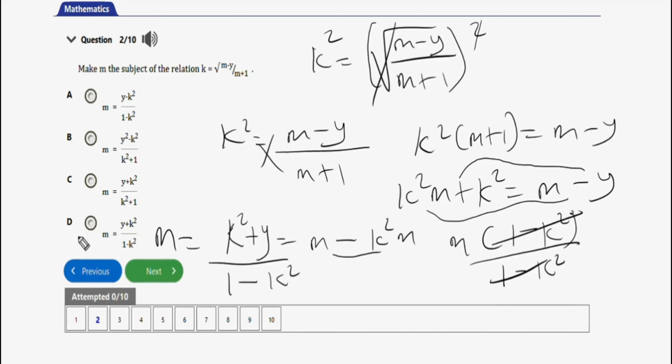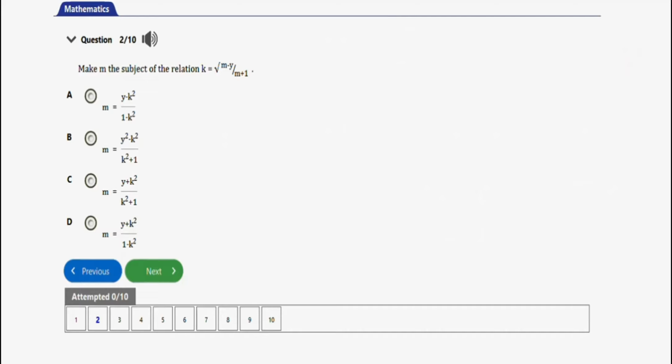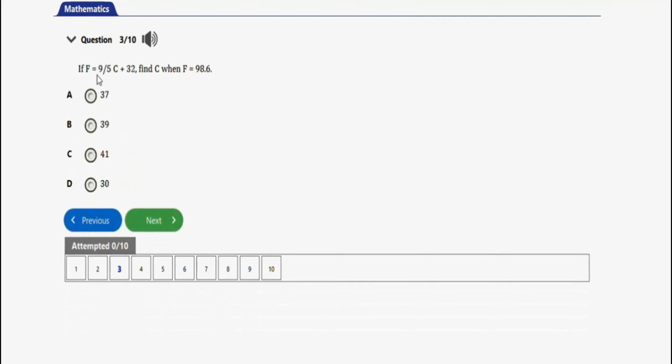So the right option here is what? Option D, this option. This is the same thing as y plus k square, that's k square plus y over 1 minus k square. So that's option D. It's as simple as this, guys. So let's wipe this now for the next repeated question. Alright, so the next repeated question will be this one. It says if f equals this, find c when f equals 98.6.